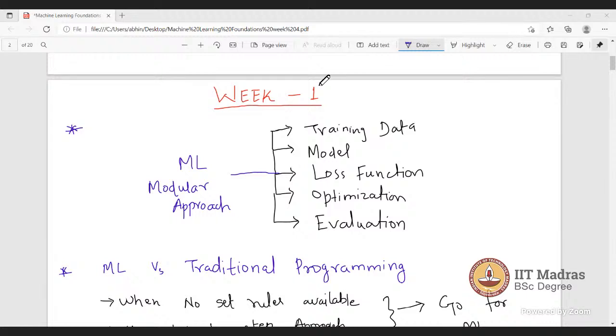So today we will be covering the first 4 weeks for quiz preparation. So this is going to be a revision session.